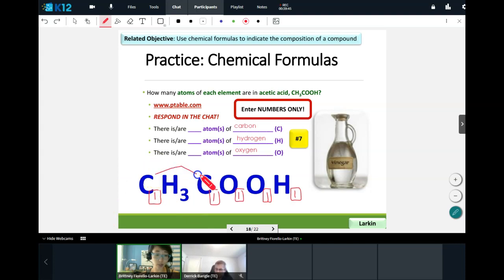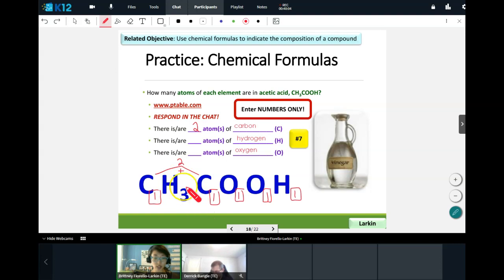So I can see a C1 here and a C1 here. So 1 plus 1 equals what? We need to add these together. 1 plus 1 equals 2 carbons. There are 2 carbons in total. Smiley face emojis in the chat if you feel comfortable with that, yeses in the chat if that makes sense. You actually have to add them together.